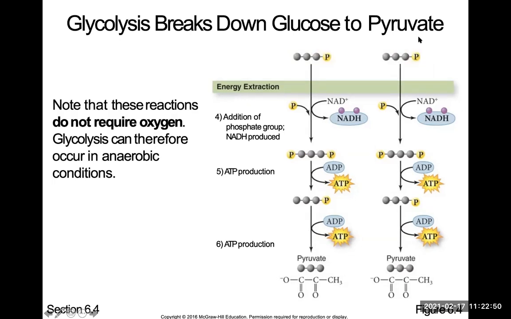I'm going to say that one more time. In order to do glycolysis, you need 2 ATP. You get, as a product, 4 ATP. So the net is 2 ATP.